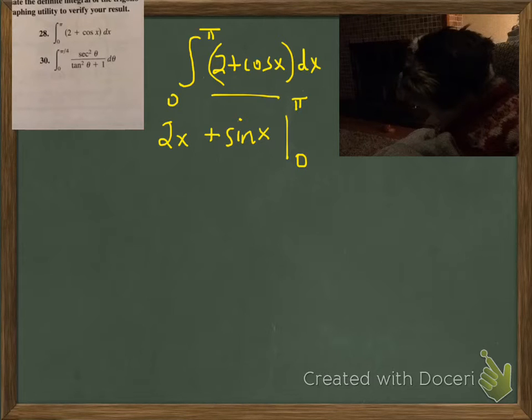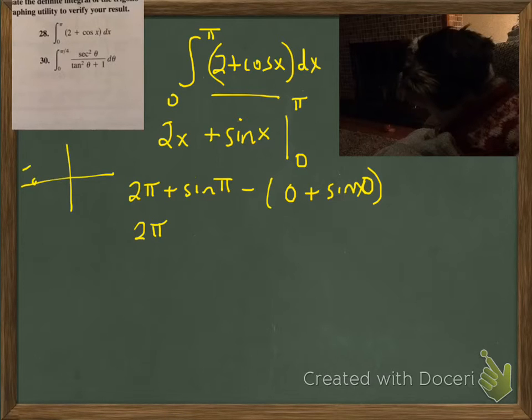So subtract. So we have 2 pi plus the sine of pi, minus 0, plus the sine of 0. So 2 pi plus the sine of pi, coordinates negative 1, 0, so the sine is 0, minus 0 minus the sine of 0, which is also 0. So your answer here is 2 pi.